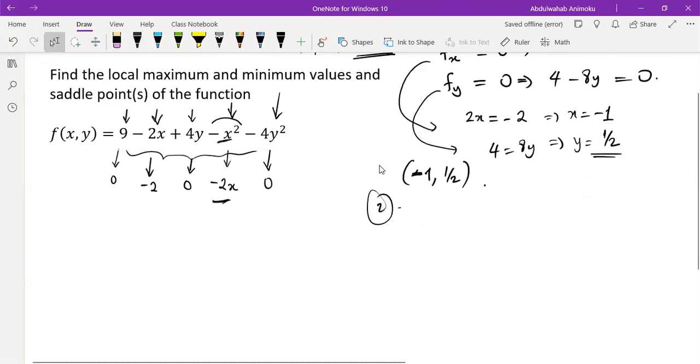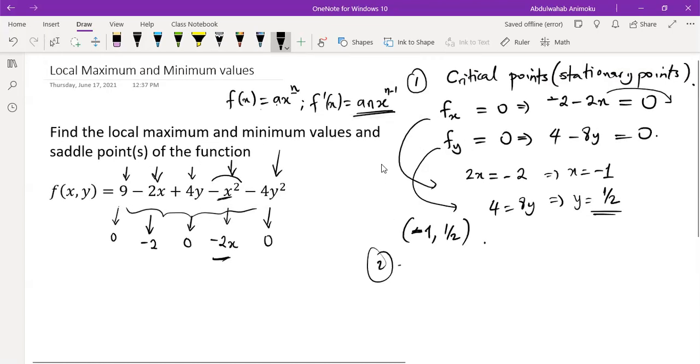Now in the second stage, the first thing that you have to do is to find the second partial derivatives, right? So which means we need to find fxx, fyy, and fxy. And I think the first one is easy because we're going to find the derivative of this fx, right? That's how you get the second partial derivative with respect to x.